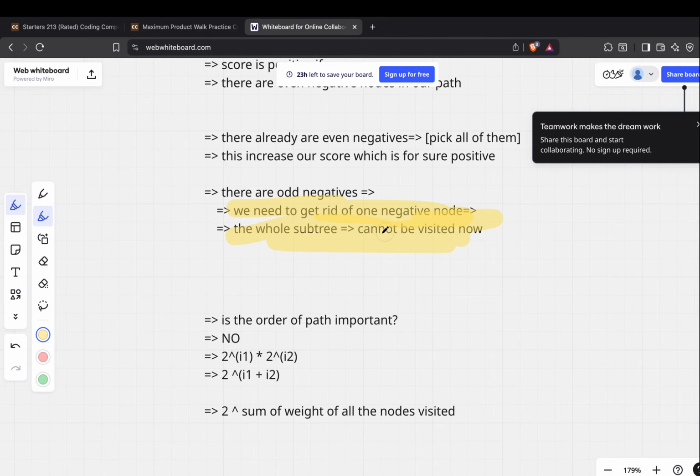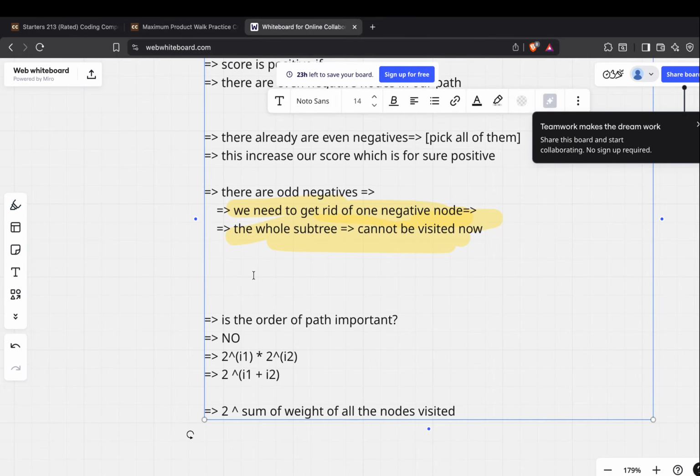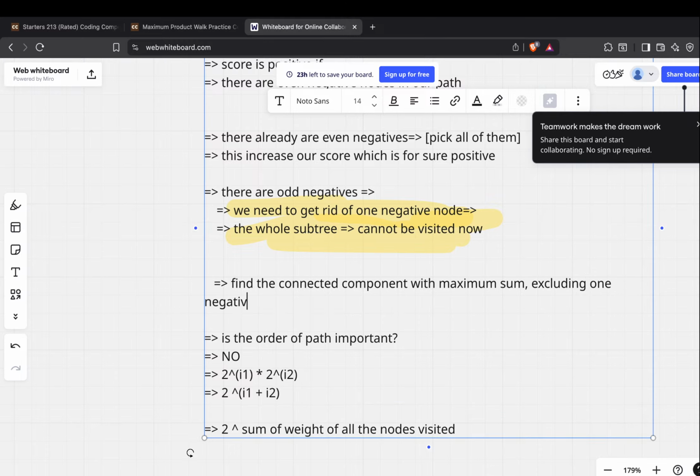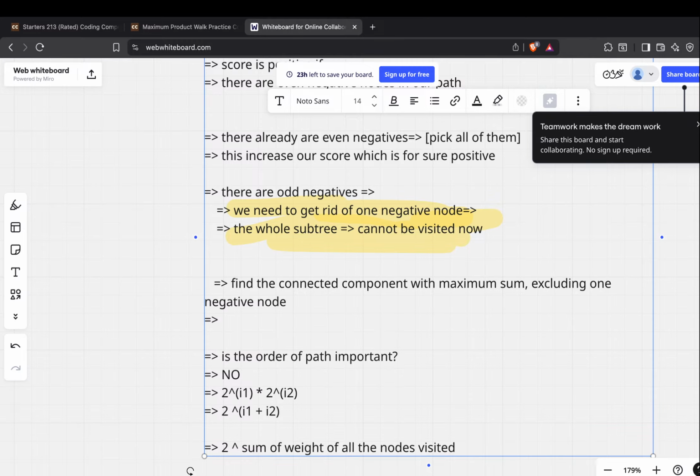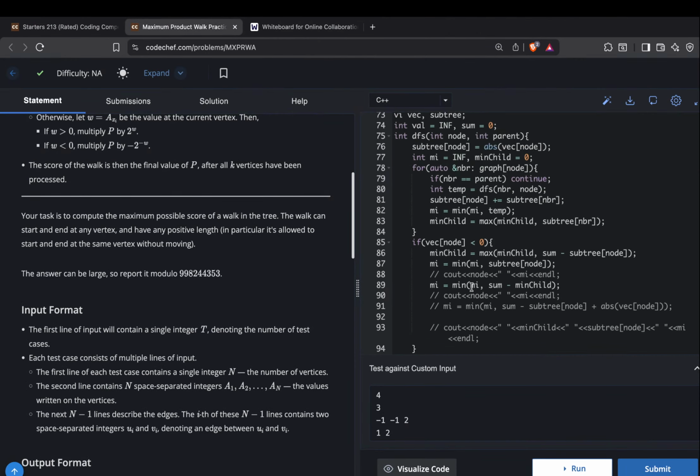All right. So we need to find the connected component with maximum sum excluding at least or equal to one negative node. All right. And that is our answer. So the rest is about implementation, how to implement it. So let's move to the code part.